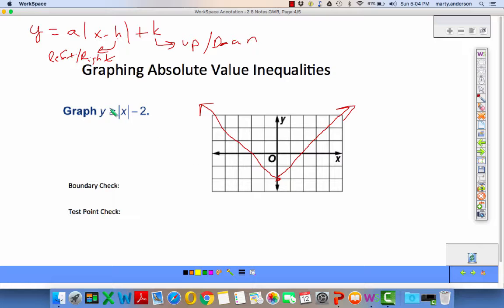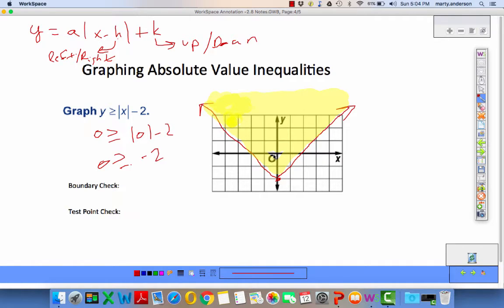Shading above, where are the Y's greater than? So you're going to be in. So for the absolute values, you're either inside the V or outside the V. Couple of these on your homework where they move you around a little bit. There you go. The origin should work. Is 0 greater than or equal to the absolute value of 0 minus 2? Is 0 greater than or equal to negative 2? You're darn right it is, and it works.